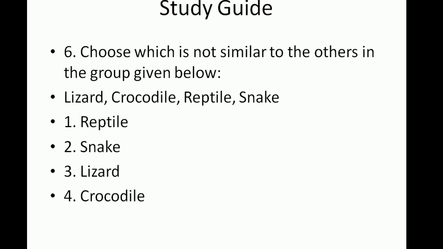In this session, what is the first question? The question is, choose which is not similar to the others in the group given below. Lizard, crocodile, reptile, snake. These are the four things given. Now I can clearly say that crocodile is a reptile, snake is a reptile, and lizard is also a reptile. These three are reptiles and they belong to the reptile family. So snake, lizard, crocodile are similar and reptile is the different thing, because reptile is the name of their family.